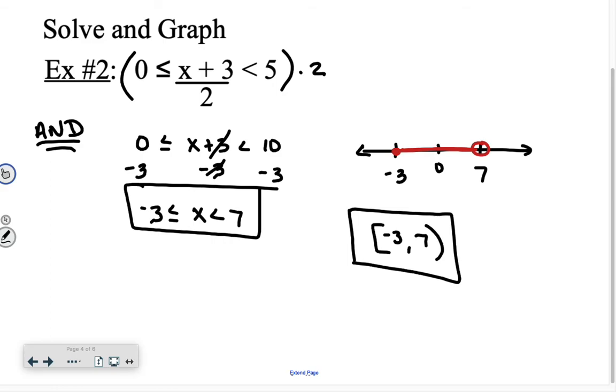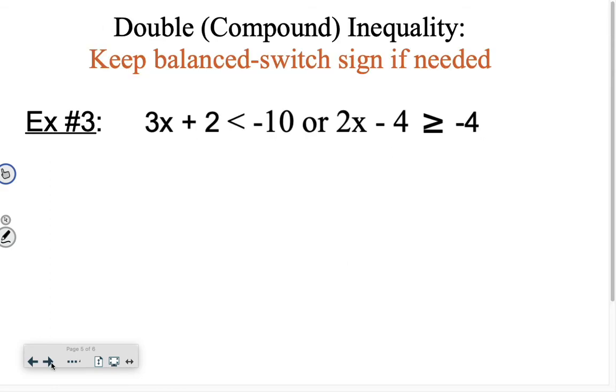How are we doing so far? Are we doing okay? All right, I've got one more example for you. Here we did an and type of compound inequality. Now we're going to do an or type of compound inequality. Again, stuff up top is just a reminder. Keep everything balanced. Switch the sign if you need to. Okay, don't forget about that. That's one thing you got to always remember with inequalities.